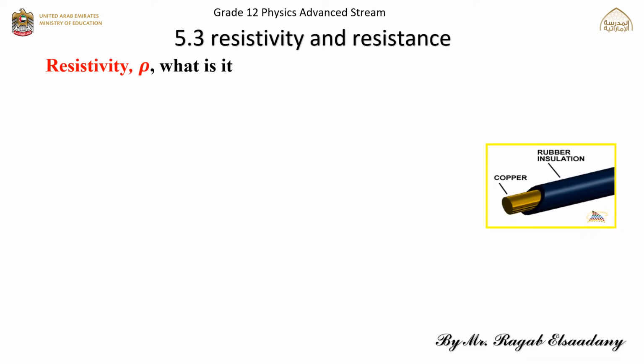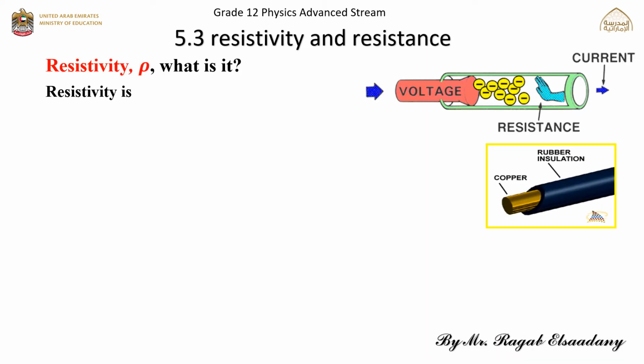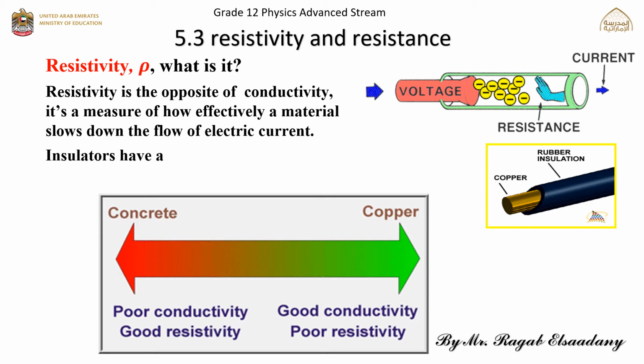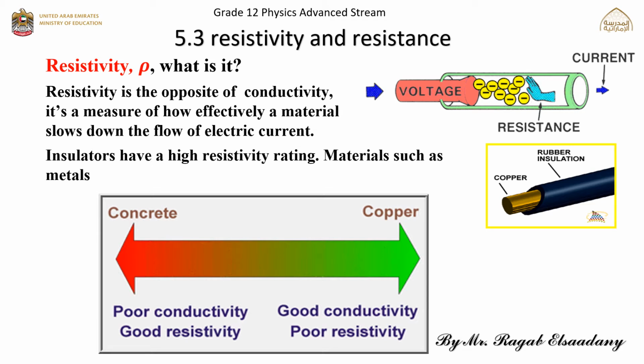Resistivity ρ. What is it? Resistivity is the opposite of conductivity. It is a measure of how effectively a material slows down the flow of electric current. Insulators have a high resistivity rating. Materials such as metals and other conductors have a low resistivity rating.